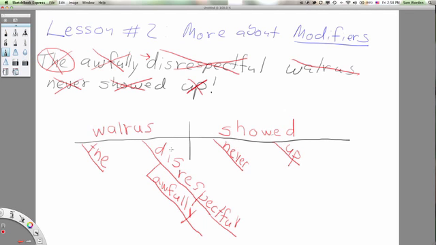Adjective, disrespectful. What kind of walrus is he? Disrespectful. How disrespectful is he? You got your adverb here, awfully disrespectful, and then our old friend, the article, the.